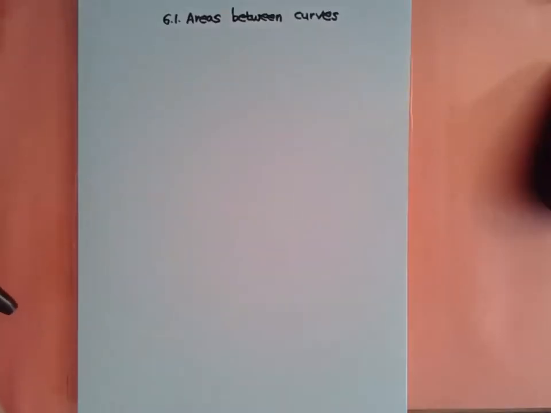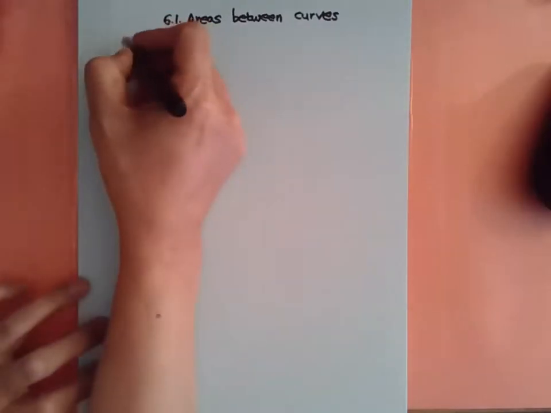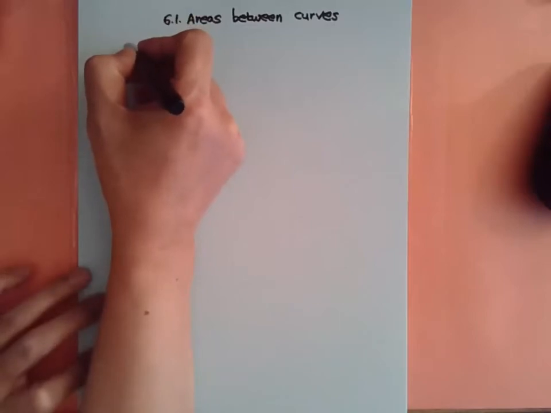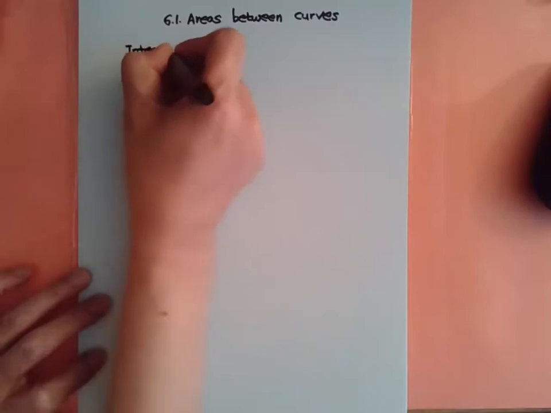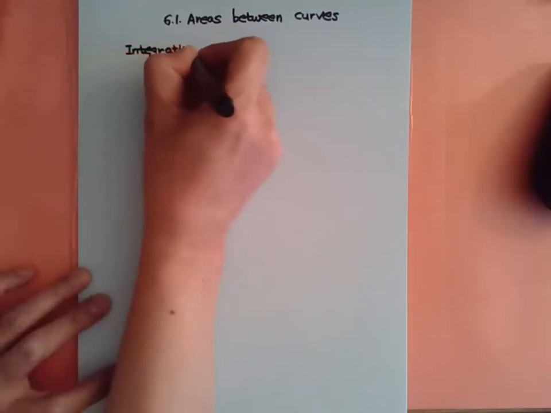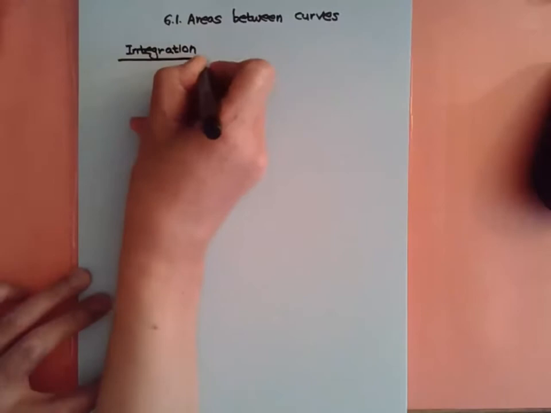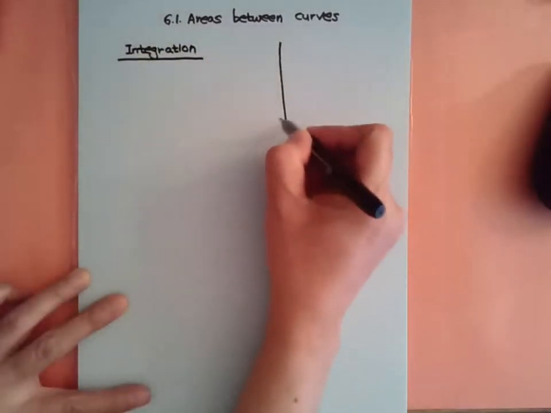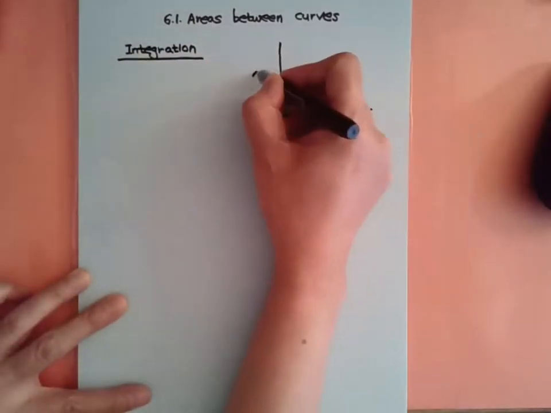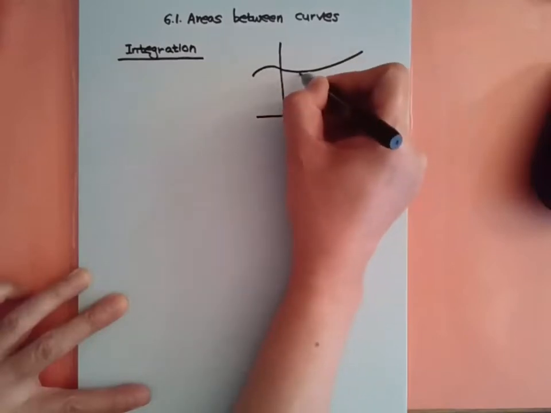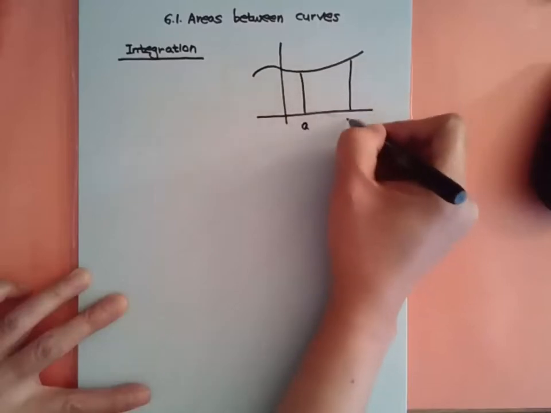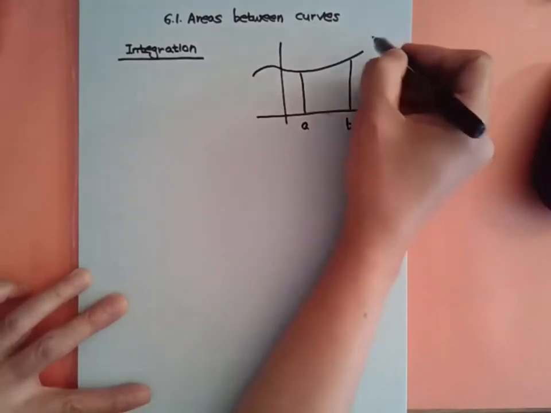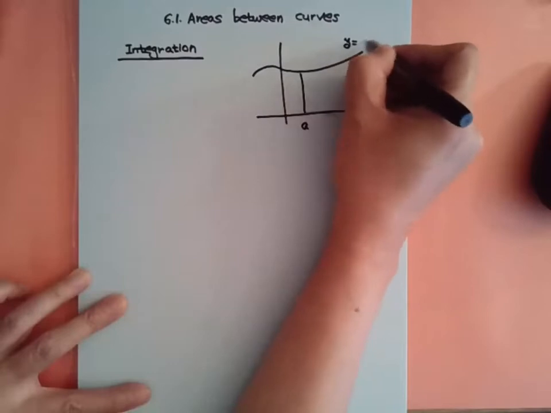6.1 is about areas between curves. Let's review the notion of integration. Let's suppose that we have a curve whose values are positive between A and B. The curve is y equals f of x.